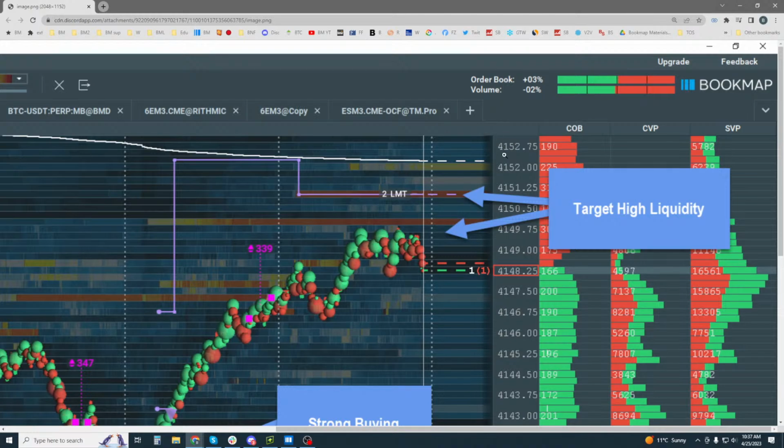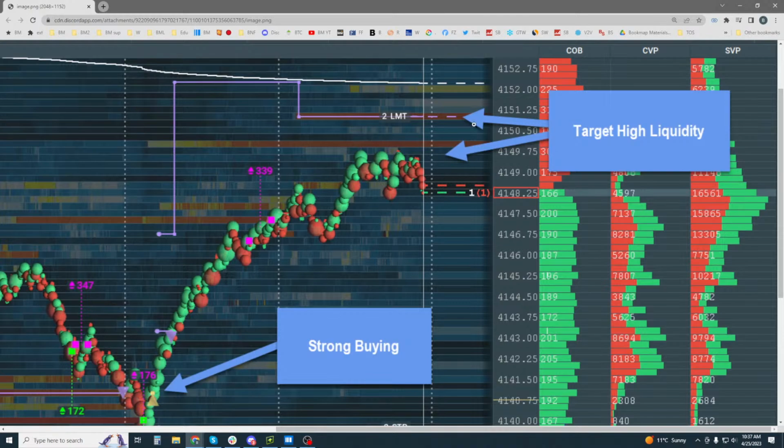Okay, now it went higher than that for the day, but those are my targets. It went a lot higher. Okay, this actually turned out to be a really nice, what do you call it, flag pattern, bullish flag pattern, beauty in fact.